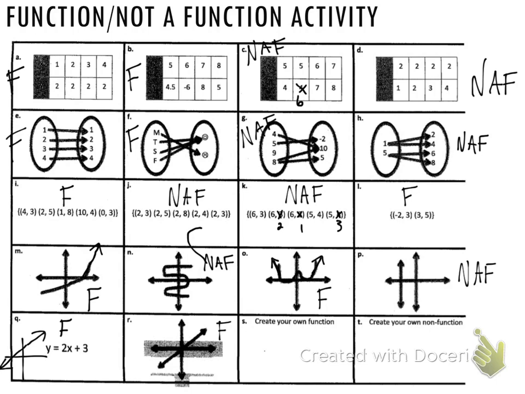If y'all had the handout, I would have had you create your own function and create your own non-function. You could create a table of values, a mapping, set of ordered pairs, or a graph. As long as it's a graph and it passes the vertical line test, it's a function. On any of these others, as long as it doesn't repeat an x value, it's a function. For your non-function, just have it repeat an x value, and you got your non-function. Are we understanding the gist of function versus non-function? All right, can I move on?